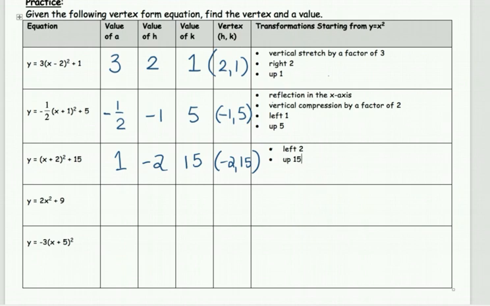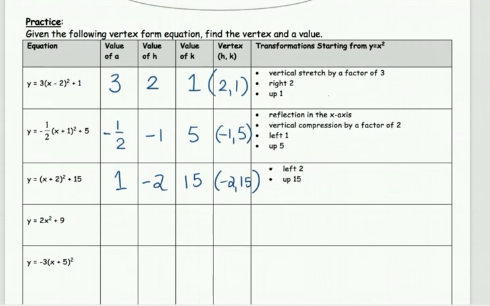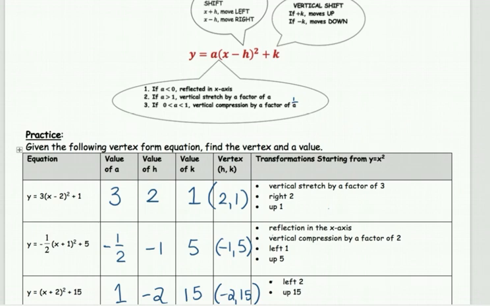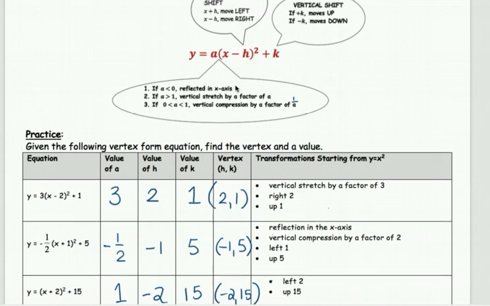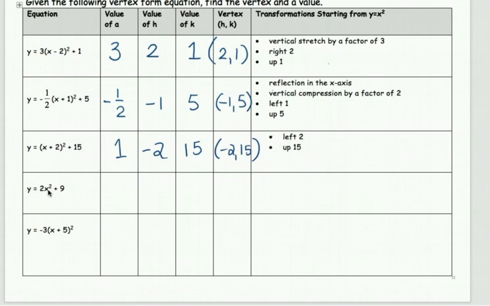Okay, so start analyzing the next one. Okay, so now we're not seeing those brackets that we normally would see. So when you look at this one here, x is in a bracket with some value, so that would mean it was a left and right movement. So right now we don't see that here.